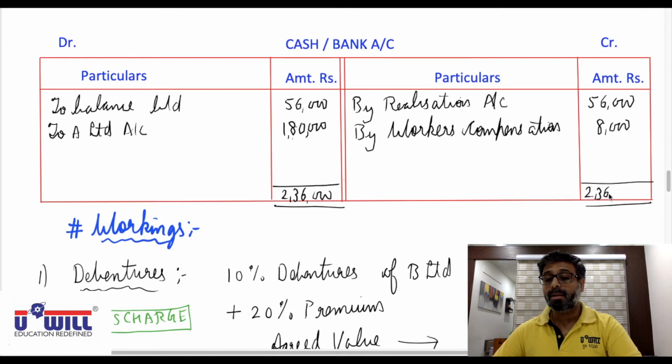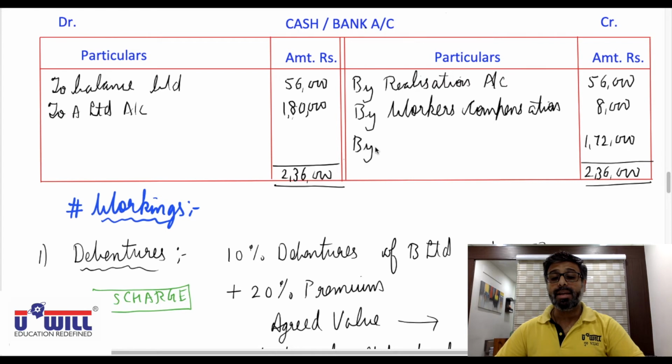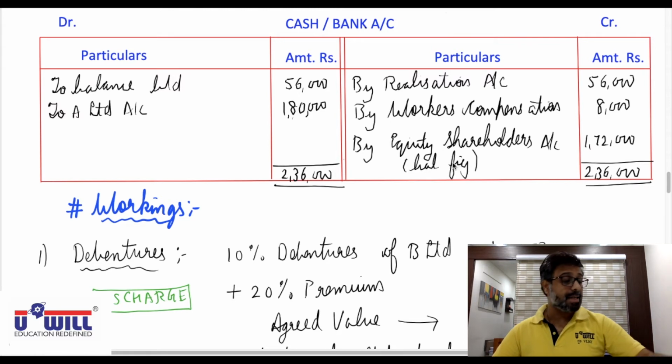2,36,000 minus 64,000. So 2,36,000 minus 64,000 comes to 1,72,000 by equity shareholders account, by equity shareholders account in bracket balancing figure. Did all of you understand this?